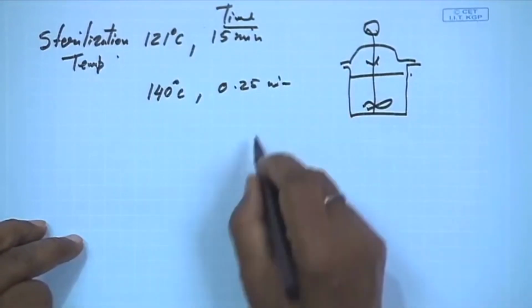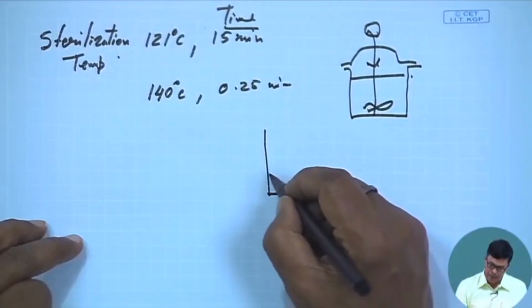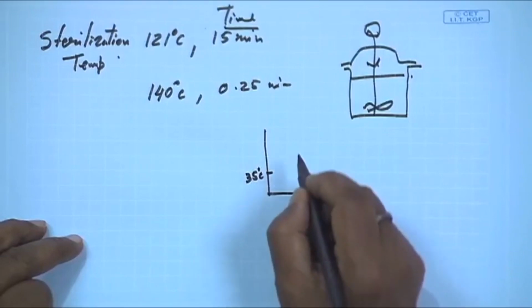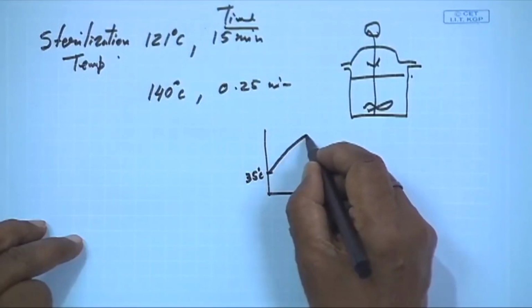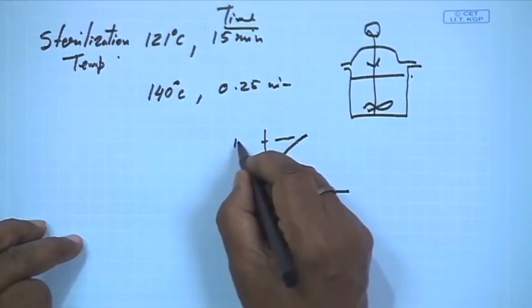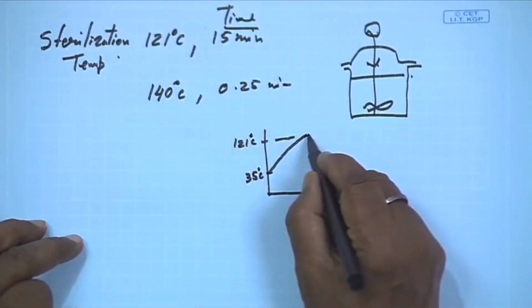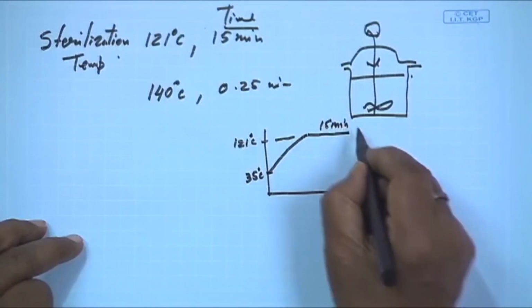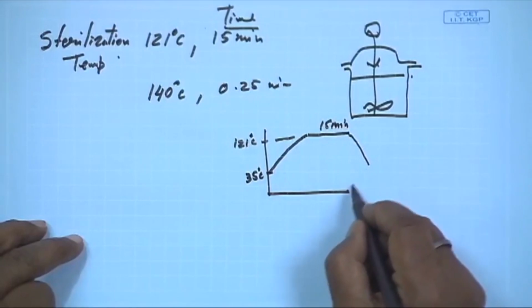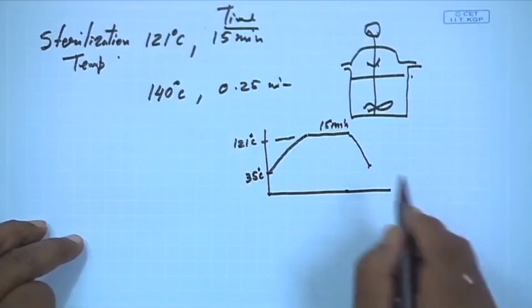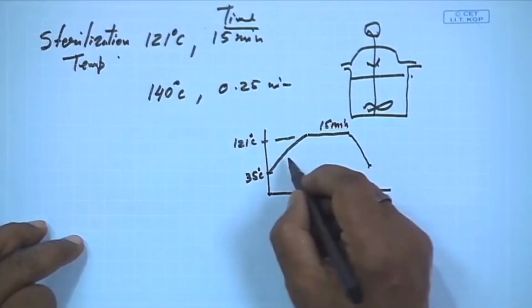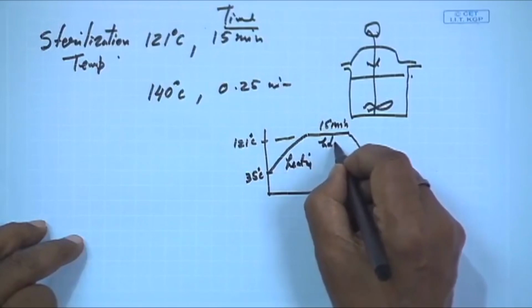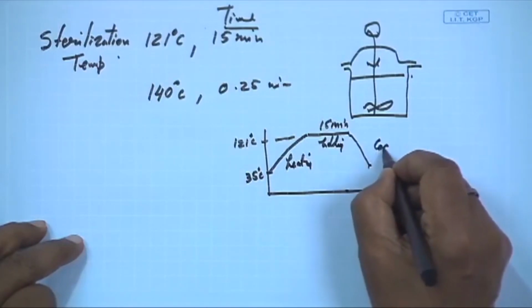So first you have to heat it. Suppose our ambient temperature is about 35 degrees centigrade. You have to increase the temperature until it attains 121 degrees centigrade. Then you have to hold it for 15 minutes, like this. Then you have to cool it, again to 35 or 40 degrees centigrade, whatever you have. So this is called heating, then this is holding, where you hold the temperature, and this is called cooling.